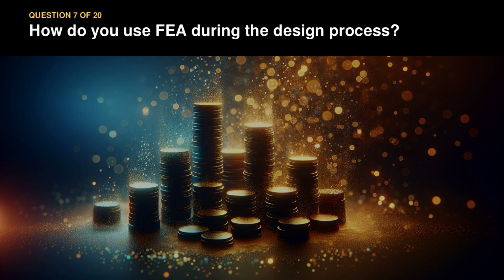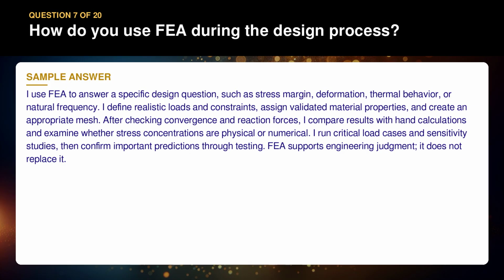Question 7. How do you use FMEA during the design process? I use FMEA to answer a specific design question, such as stress margin, deformation, thermal behavior, or natural frequency. I define realistic loads and constraints, assign validated material properties, and create an appropriate mesh. After checking convergence and reaction forces, I compare results with hand calculations and examine whether stress concentrations are physical or numerical.